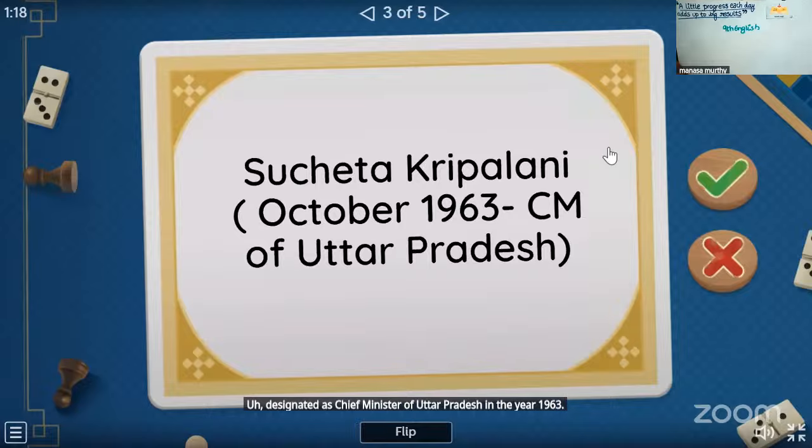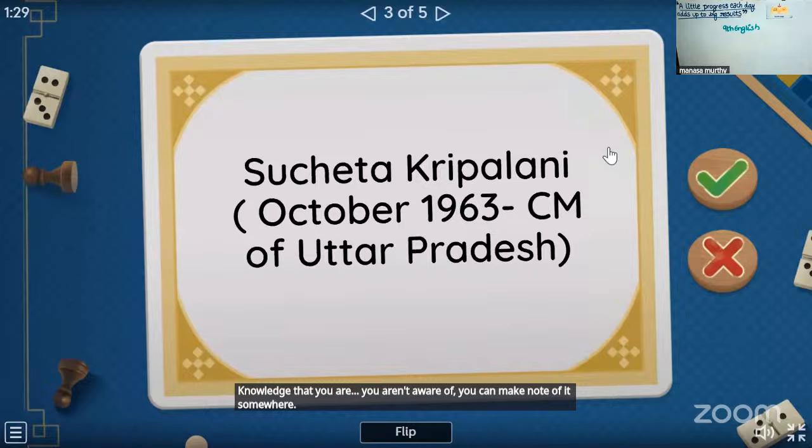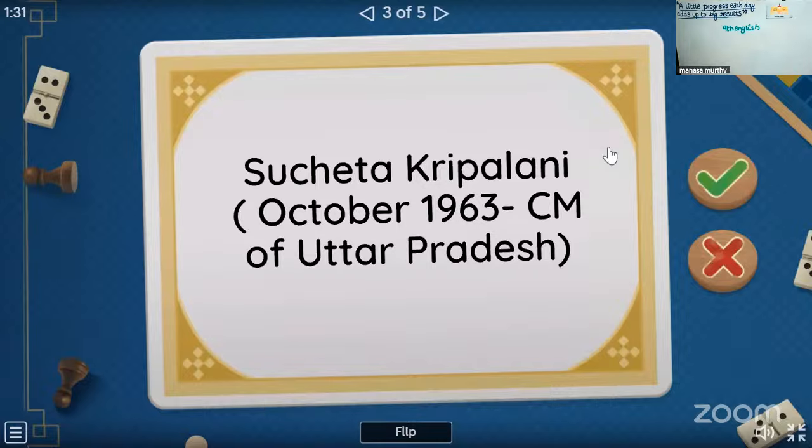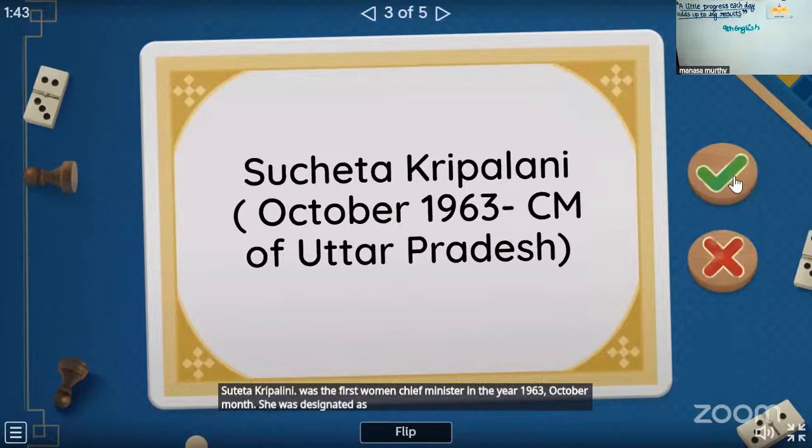1963. So when you get to know some information which is apart from your knowledge that you aren't aware of, you can make note of it somewhere so that it adds on to your general knowledge. Sucheta Kripalini was the first women chief minister in the year 1963, October month. She was designated as Chief Minister of Uttar Pradesh.